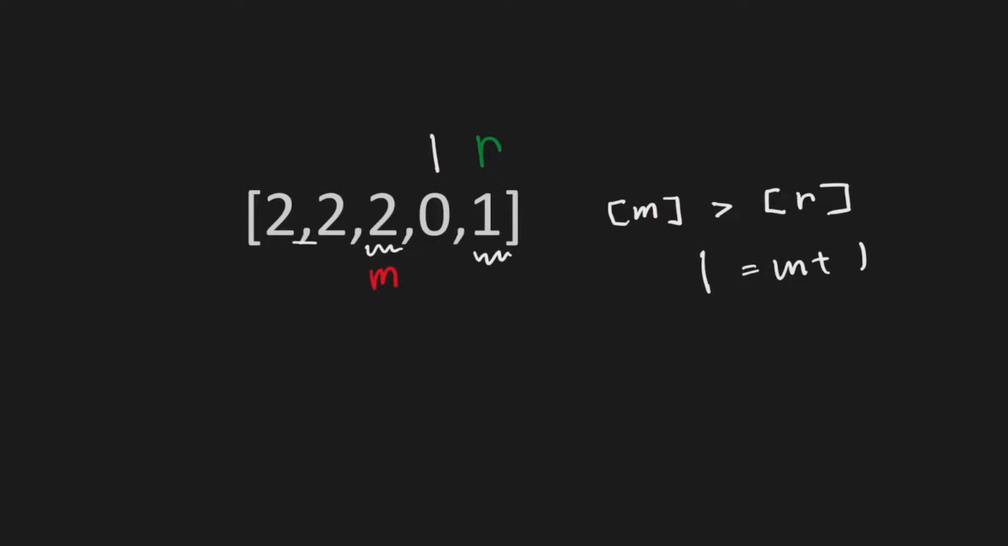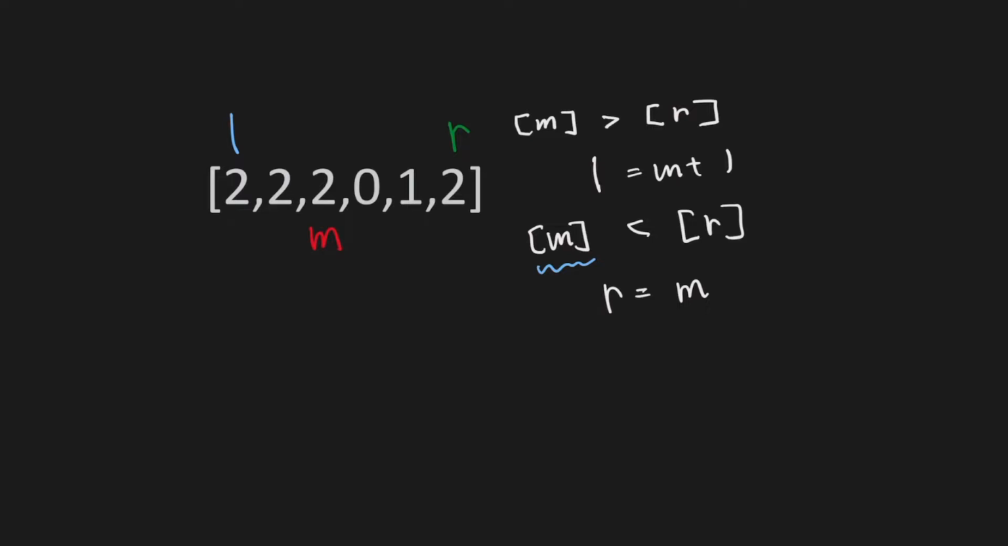And another condition we have is if the midpoint is less than the right pointer. So in that case, the right pointer cannot be the smallest number, so we can move it to the midpoint, since the midpoint could be the smallest number in this case.